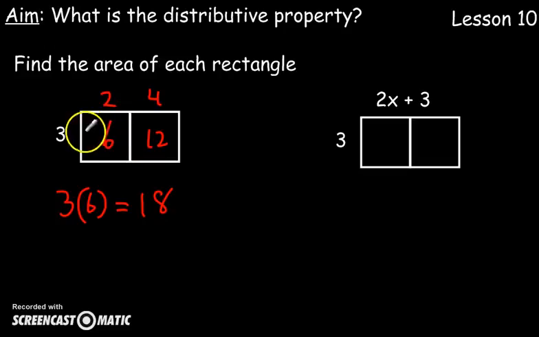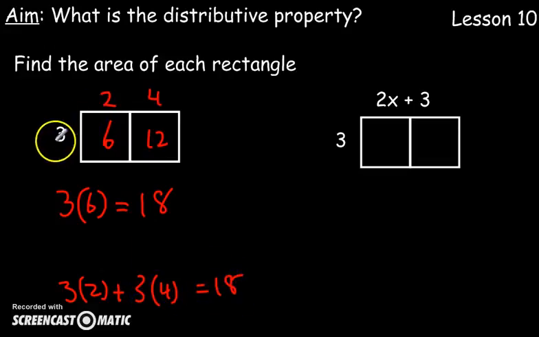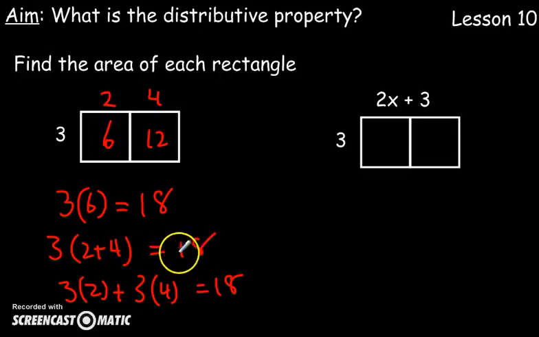So this is the same thing as saying 3 times 2 plus 3 times 4, which is also 18. And we could look at this as just really saying it's 3 times 2 plus 4, which is also 18. So all these things are the same. So instead of multiplying directly, we could multiply each of the parts by 3. This is known as the distributive property.